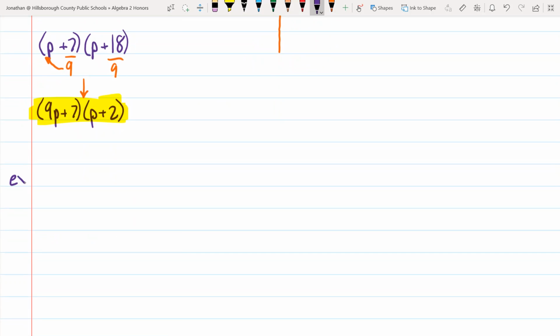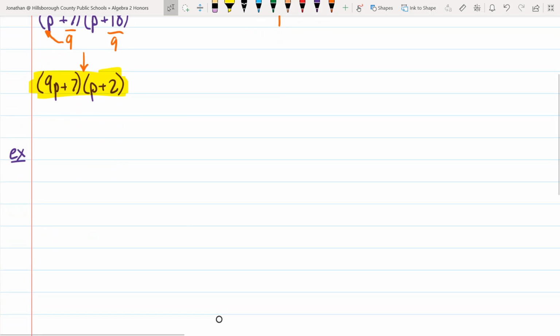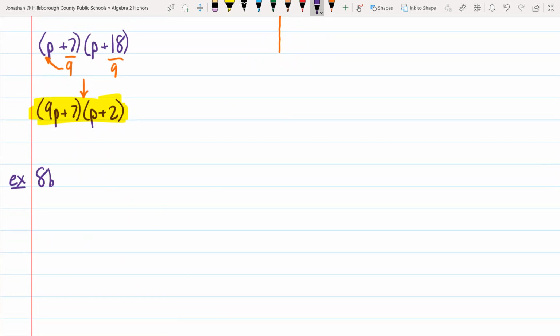So let's do another one. We got 8b squared minus 59b plus 21. So that's pretty large. Again, no GCF, but that's okay. A times C, 8 times 21. That gets me 168. And what adds to get negative 59? So I see a positive and a negative. We're going to have to tweak the symbols a little bit.